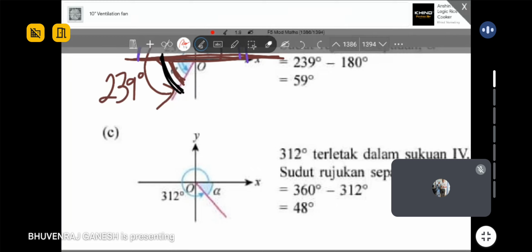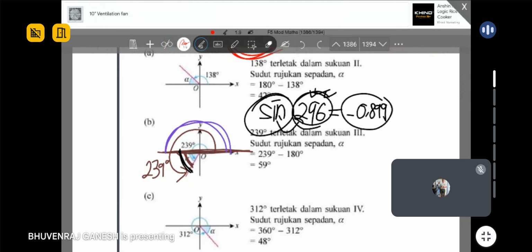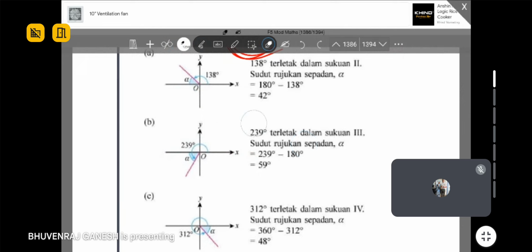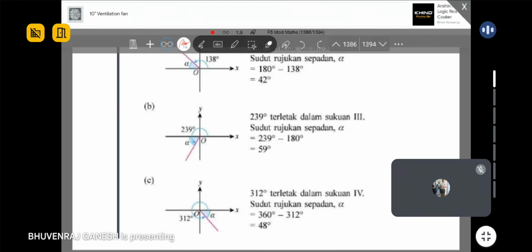The angle is sticking to the x-axis. It must always stick to the x-axis, no matter quadrant 1, 2, 3 or 4. A and B are different because of different quadrants, as you can see. Try to compare all these three and understand how they get the answer. For the rest of you, do you all understand how we get the answer? A, B, C? Clear?